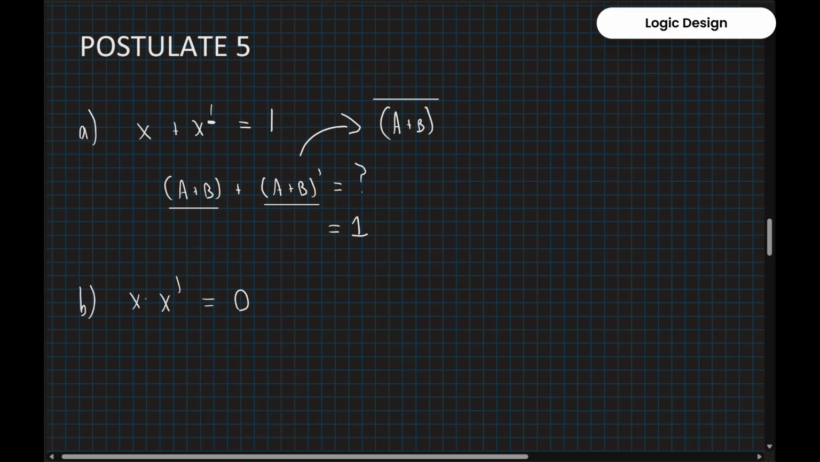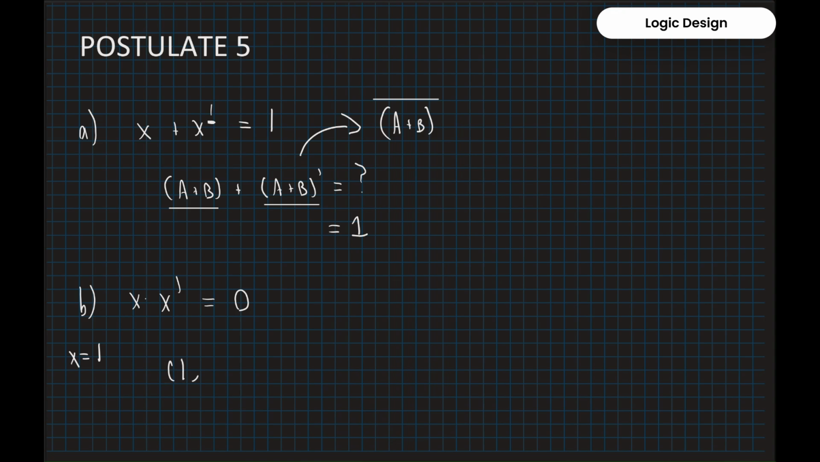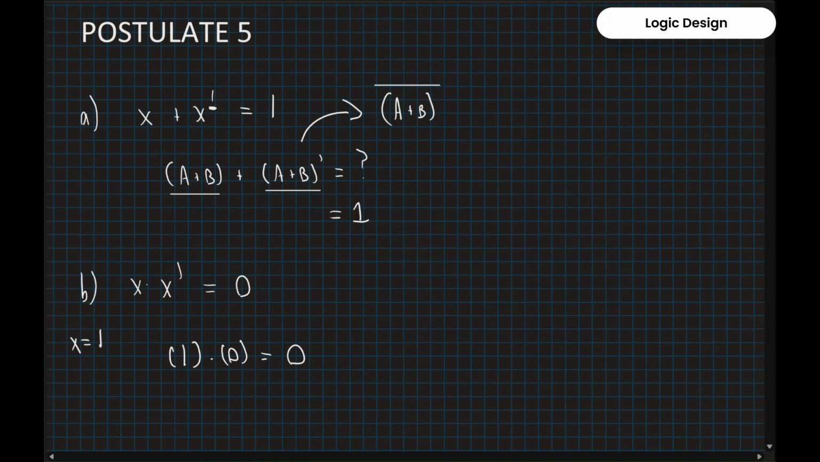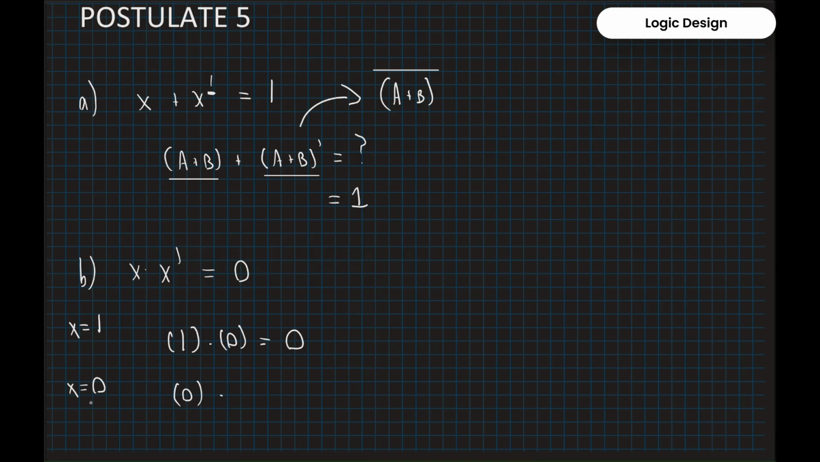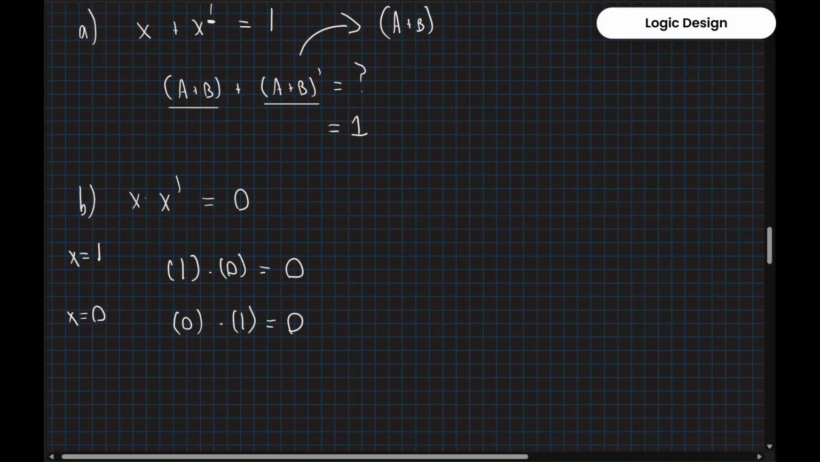The next one is postulate 5, part B. When you multiply a variable by its inversion, it's equal to 0. If x is equal to 1, then 1's inversion is 0, so 1 times 0 is 0. And say x is equal to 0, this would be 0 times x inverse. Invert the 0 and it would equal 1, and then 0 again. So this is pretty straightforward.